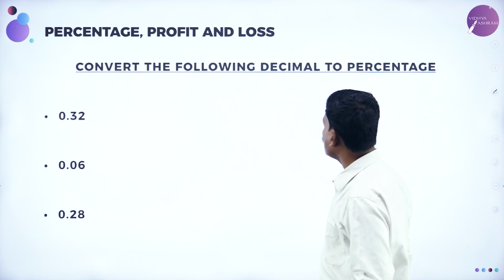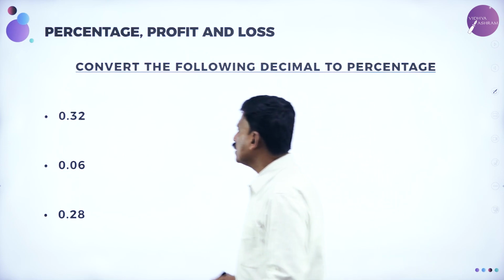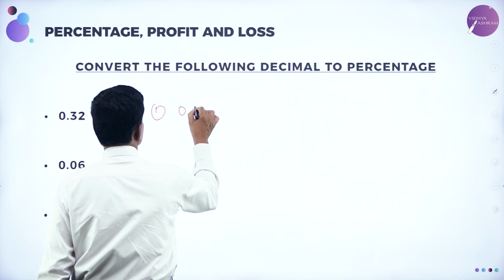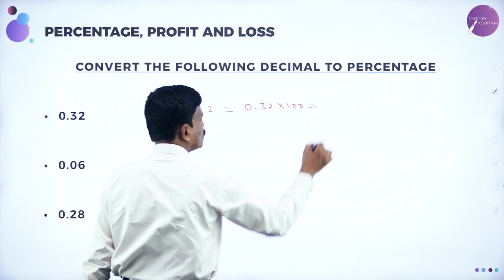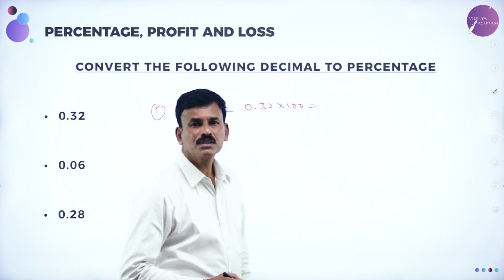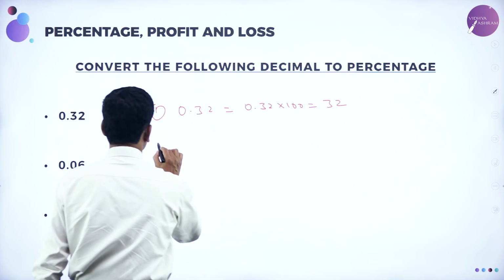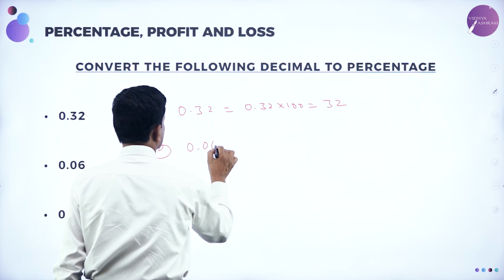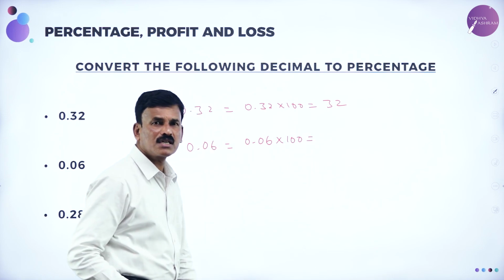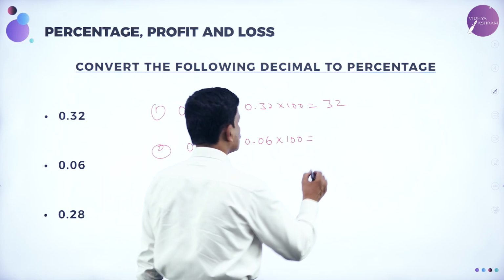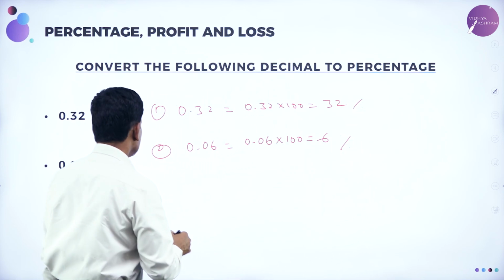Convert the following decimals to percentages: 0.32, 0.06, 0.8. The first one, 0.32, can be written as 0.32 into 100. What is this equal to? 0.32 into 100 is nothing but 32. Now the next one, 0.06. This is equal to 0.06 into 100, which is equal to 6. So this is 32%, this is 6%.